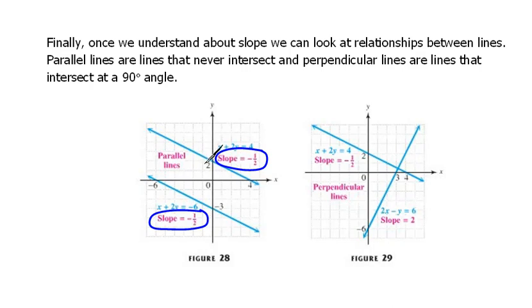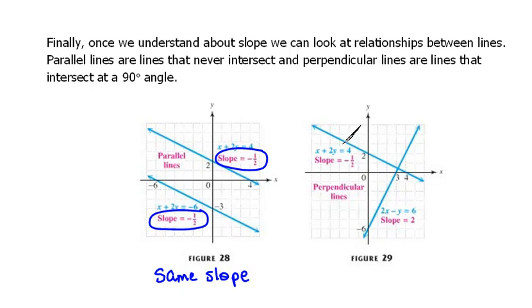In order for two lines to be parallel, their rise and their run have to be the exact same. Otherwise, they're going to meet somewhere. They're going to veer together. So parallel lines always have the same exact slope.